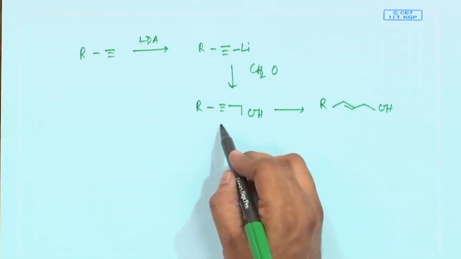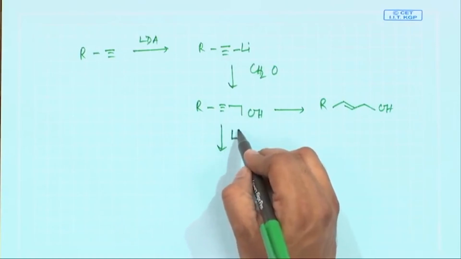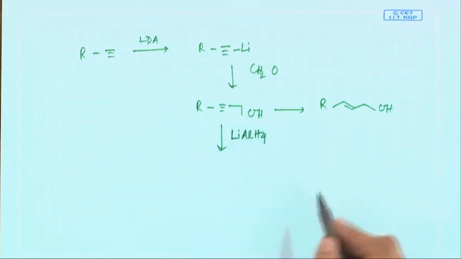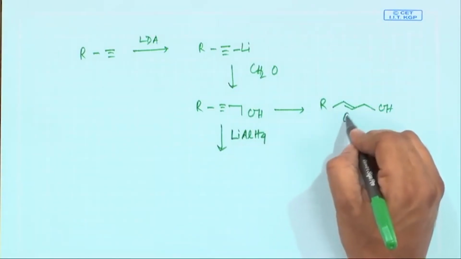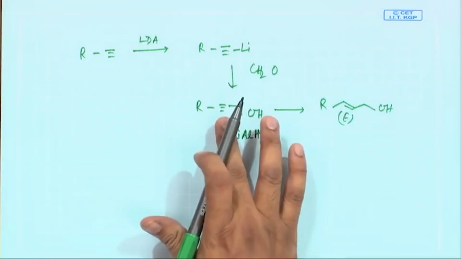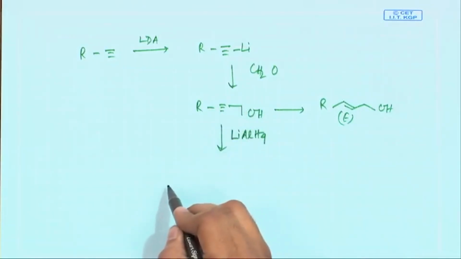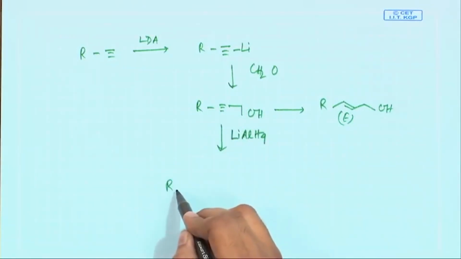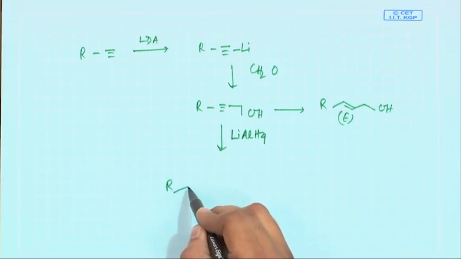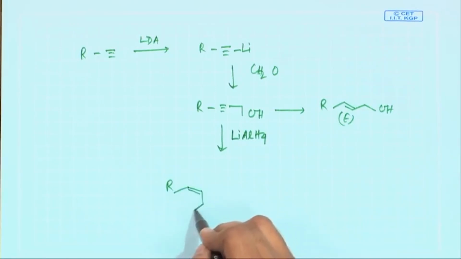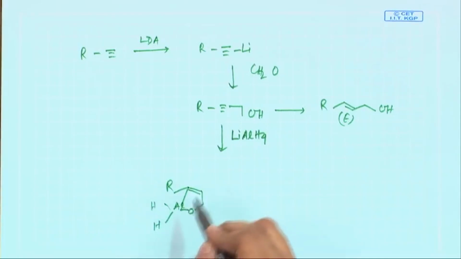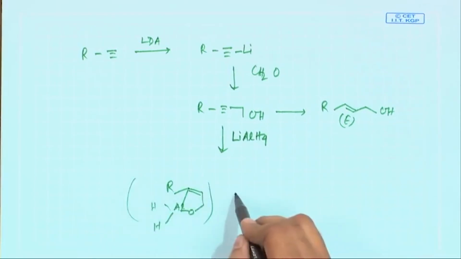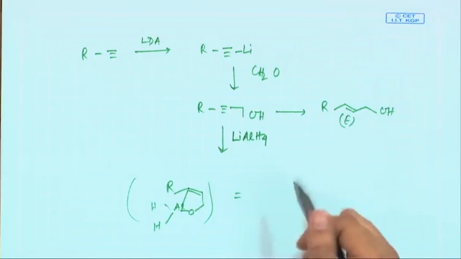Now, this is a very important reaction. If you subject this propargyl alcohol to lithium aluminum hydride, you will end up with the E geometry of this particular double bond. The reaction is supposed to take place in favor of some cyclic alane kind of intermediate, or you can write it in a better way, just change this intermediate.